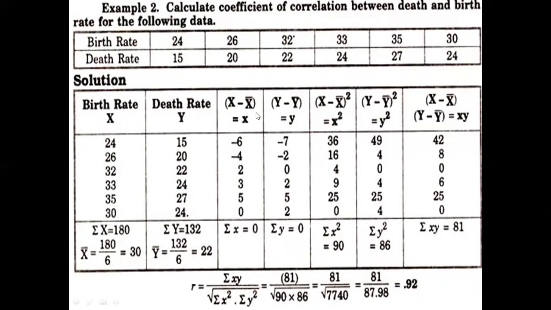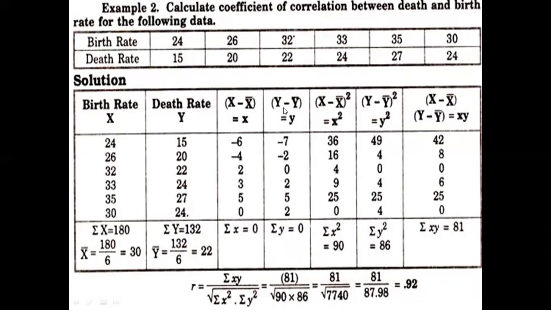Now apply the values. So x minus x bar we need to calculate first. Here 24 minus 30, it means minus 6 will be the value. Similarly 26 minus the mean value of x, which is 30: 26 minus 30, minus 4. 32 minus 30, plus 2. 33 minus 30, 3. 35 minus 30, 5, and 30 minus 30, which is 0. So here we get the value of sigma x, which is equal to 0.